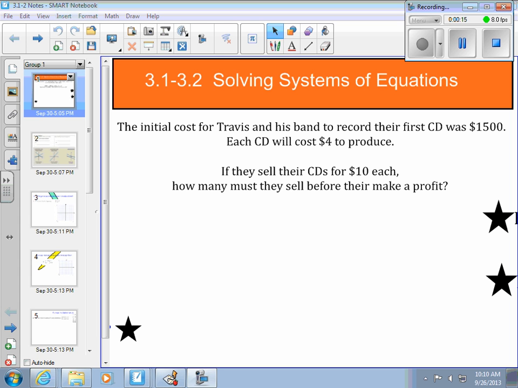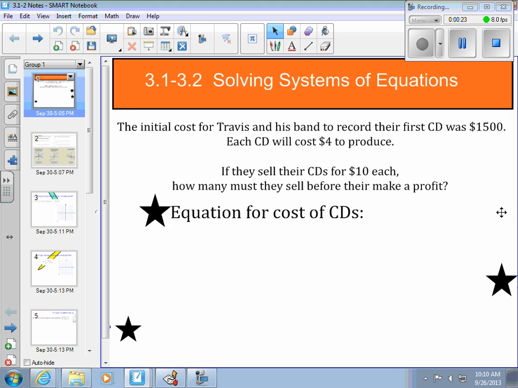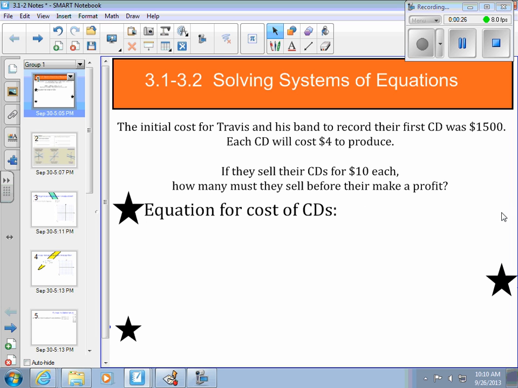their first CD was $1,500. Each CD will cost $4 to produce. So for the first thing, they want us to write an equation for the cost of the CDs. Well, from what it said, we know that the cost is going to be $1,500 that they have to pay for sure, plus $4 for each CD. So $4 per CD, and that would be the total cost.